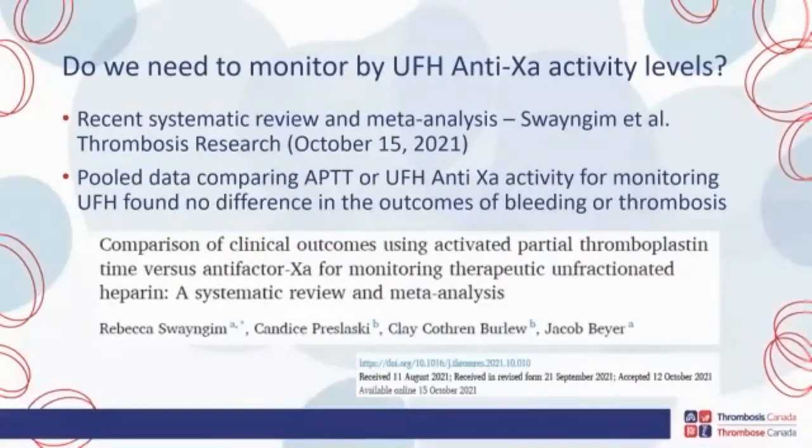Again, we have to recognize that anti-10As are much more expensive than PTTs. There's a lot of prep work that has to go into the validation of the unfractionated heparin APTT therapeutic range, but the PTT in and of itself is a much cheaper, less expensive assay for labs to run than an anti-10A.